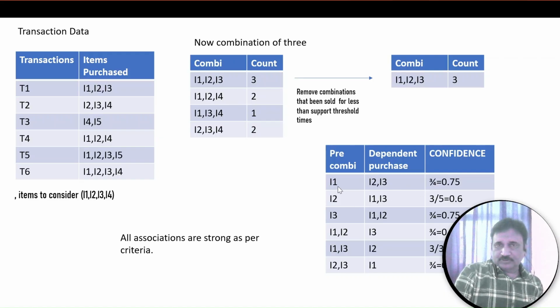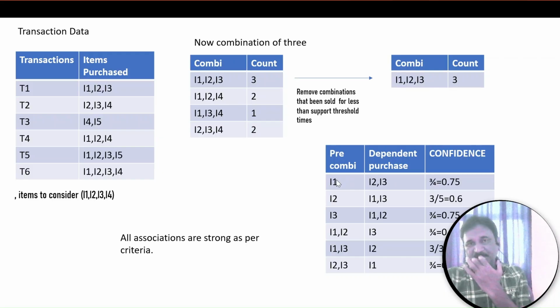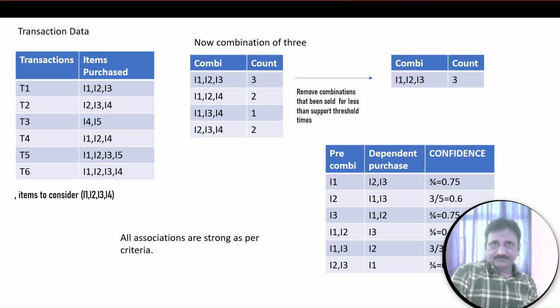So I can say that after the purchase of I1 is made, the confidence that I2, I3 will be purchased is 75%, because it is the ratio of the number of times I2, I3 is present in the transactions which have I1 as one of the entries, right?